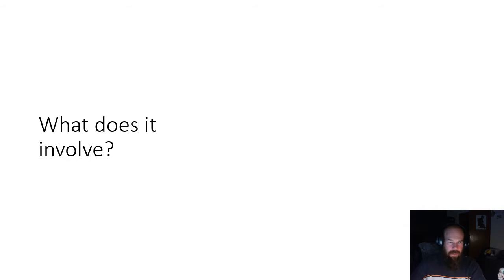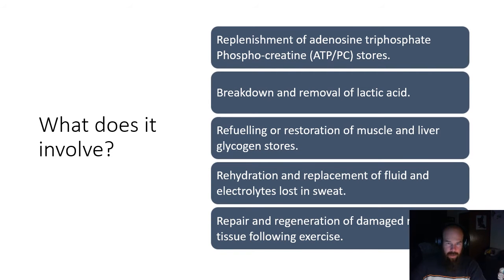It involves several things, okay? It involves the replenishment of ATP and phosphocreatine stores, or PC stores. We have to remove the lactic acid, we have to refuel and restore the glycogen stores in the muscle and the liver. We have to rehydrate, so all that water that's been lost through sweating, we have to replace that, and the electrolytes, we've got to replace those.